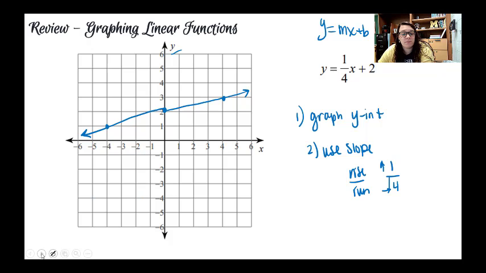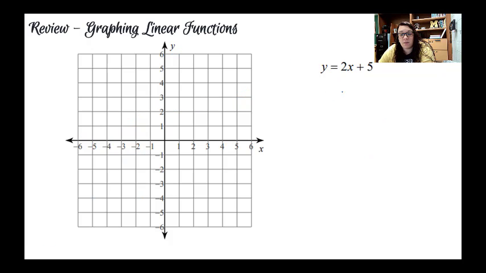Let's do one more. All right, so our b is 5. Let's put a point here at positive 5. And then our slope, m, is 2, or 2 over 1. So I'm going to rise 2, run 1. Rise 2, I'm off the graph. What if we go down to left 1 instead? Down to left 1, that also makes a rise 2, run 1. I can do as many as I like that fit on the graph to make my line nice and pretty as best I can.